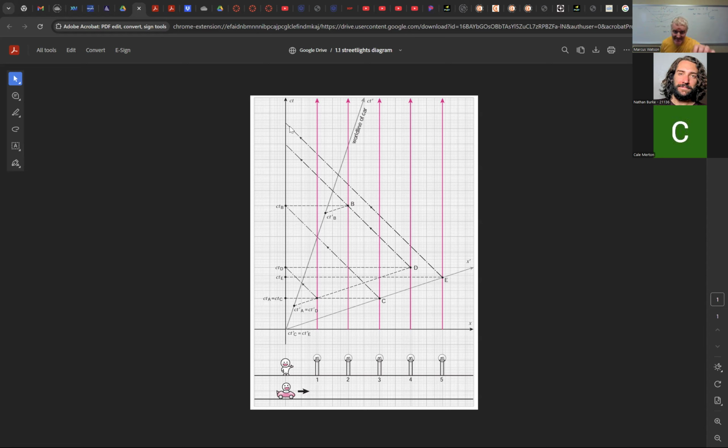Well, on the axis is C and E. So for a person in the car frame, C and E both turn on simultaneously. And then A and D turn on simultaneously a little bit later. And the last one is B. B turns on last. So notice the dashed lines that are parallel with the x prime axis. That's how you tell simultaneity from the moving frame. Okay? You always go parallel with the space axis to find simultaneity.